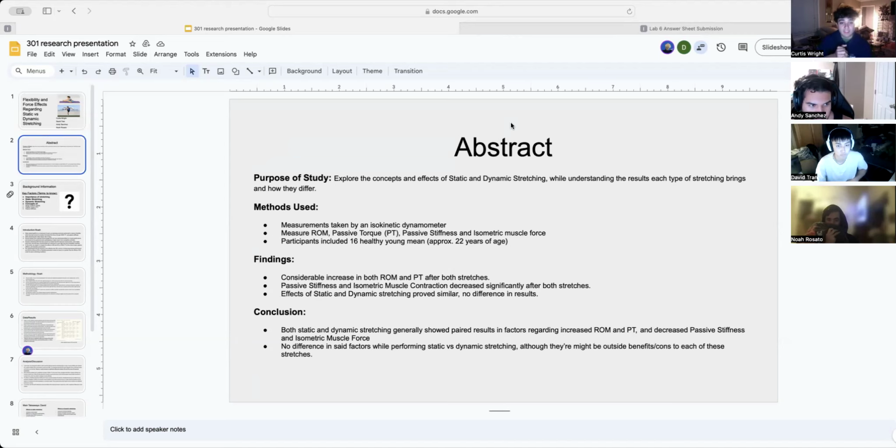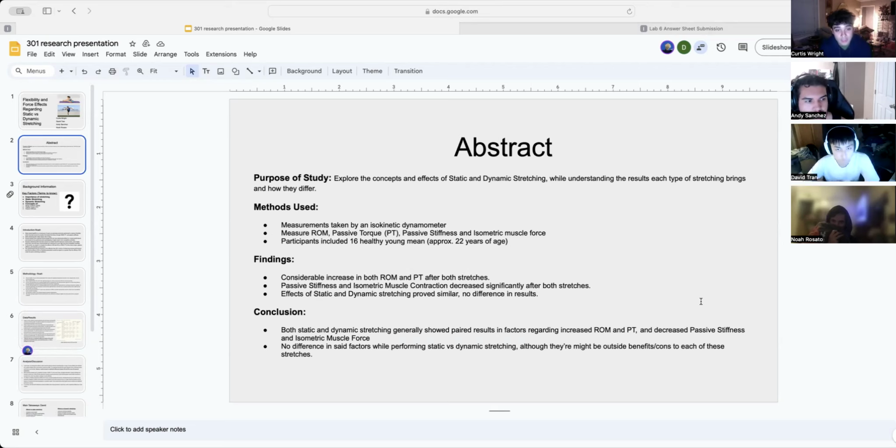We found a considerable increase in both range of motion and PT after both stretches. Passive stiffness and isometric muscle contraction decreased significantly after both stretches. And we found the effects of static and dynamic stretching proved similar. Generally there was no difference in results, but if you look into the specifics, which we'll go into later, there were slight specific differences.